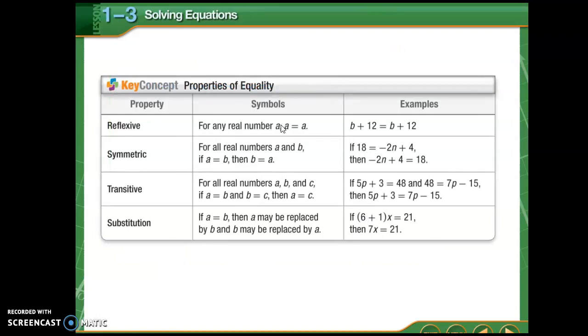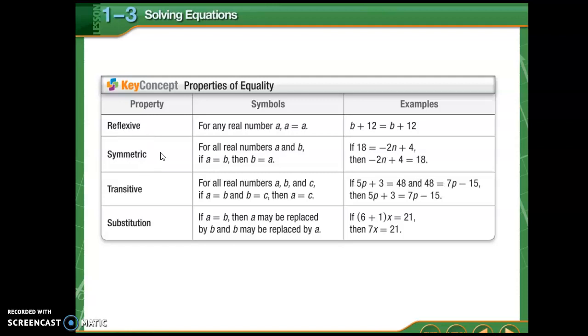Let's move on to the properties of equality. There are 4 of them. First is reflexive: for any real number a, a equals a. Just remember, when you look at the mirror, what can you see? It's going to be your own reflection. So that's the first property of equality, reflexive.